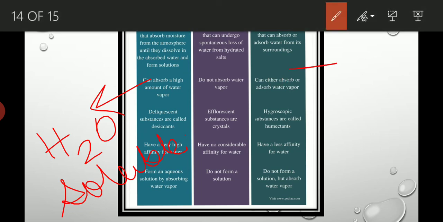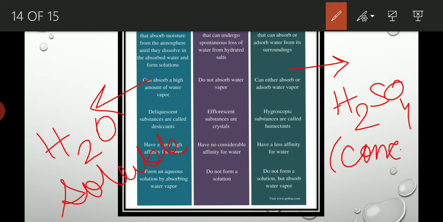An example of a hygroscopic substance is concentrated H2SO4. It acts as a drying agent. A deliquescent salt example is anhydrous CaCl2, calcium chloride. And an example of efflorescent is washing soda. Clear?